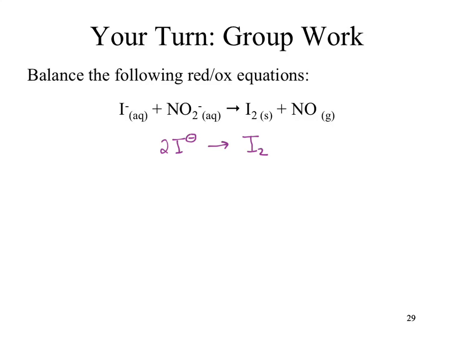We don't have any oxygens or hydrogens to worry about, so we can now go through and evaluate charge. What's our charge on the reactant side? -2, because there's 2 iodide atoms. Our charge on the product side? 0. What has to happen to get those charges to balance? We need to add electrons somewhere. Where do we add them? Product side.